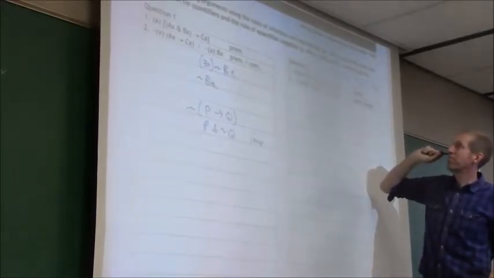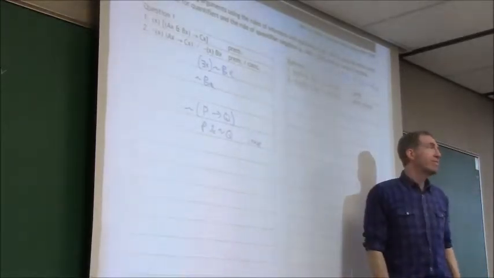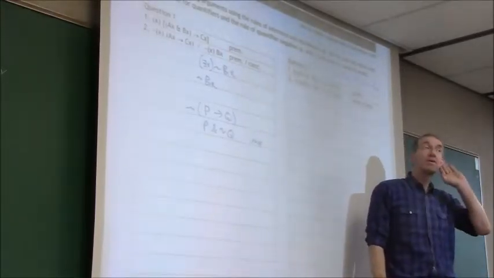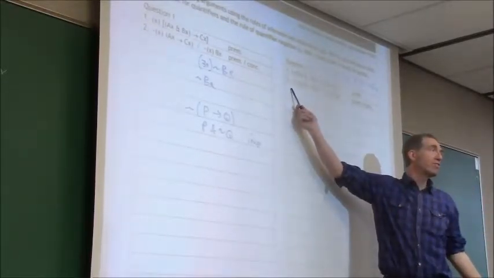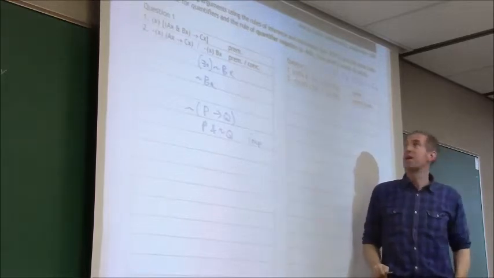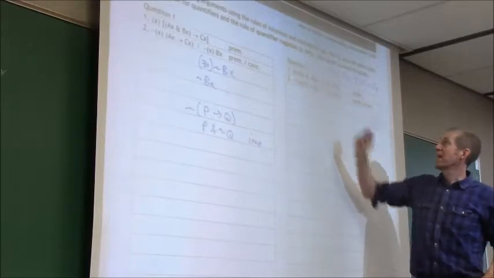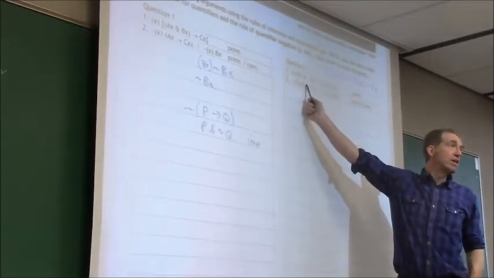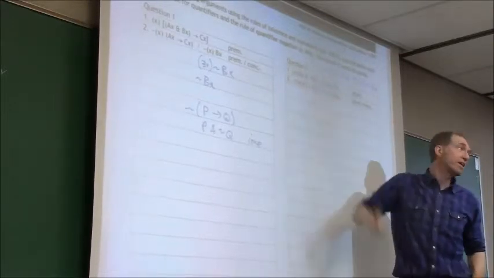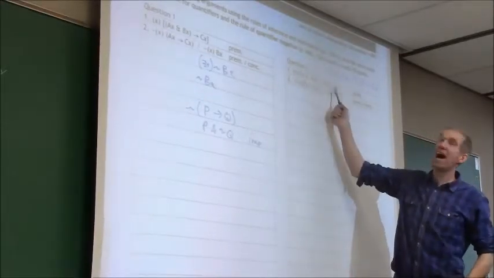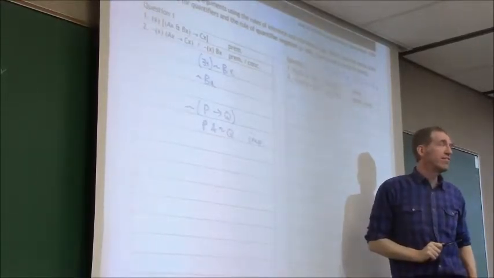A couple of things though. Can I instantiate line 2? No. Why not? The tilde is the main connector. So I'm going to have to do what first? Quantifier negation. That's going to give me a universal, which is good. Can I instantiate line 1? No, I cannot, because the conditional is the main connector. I cannot instantiate either side of this, which is a bit of a pain.